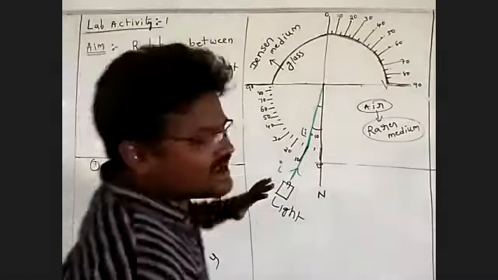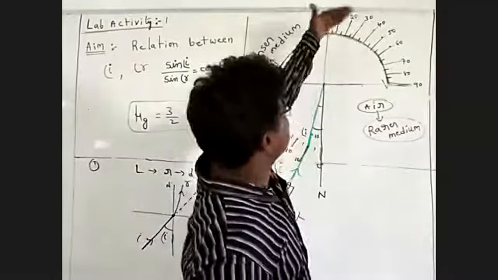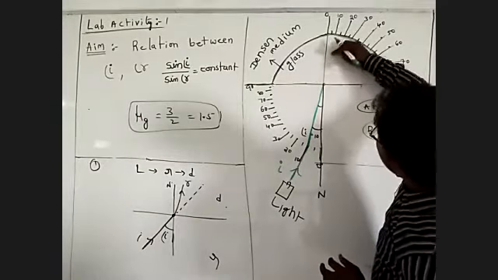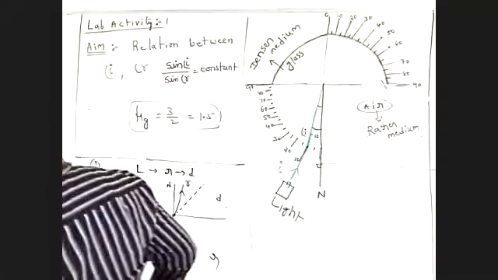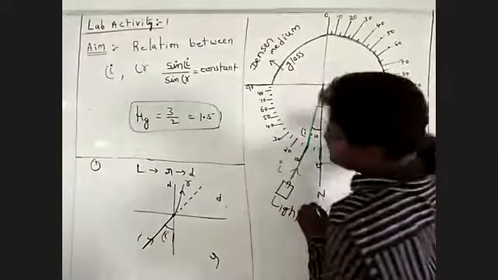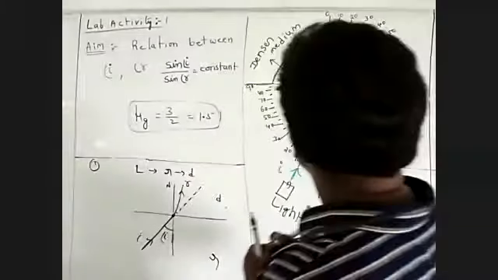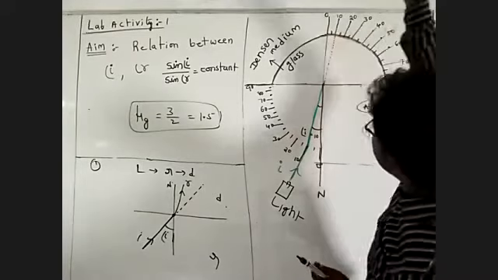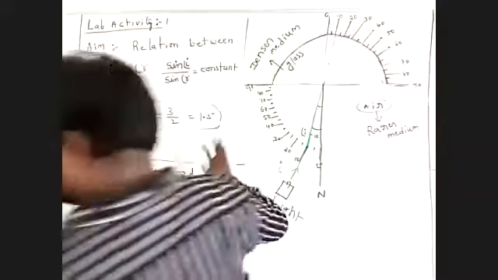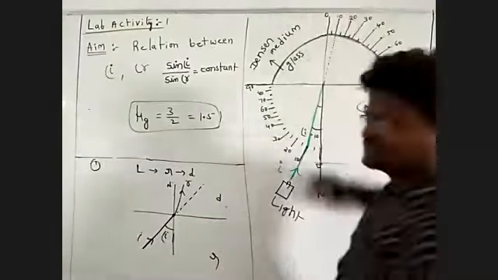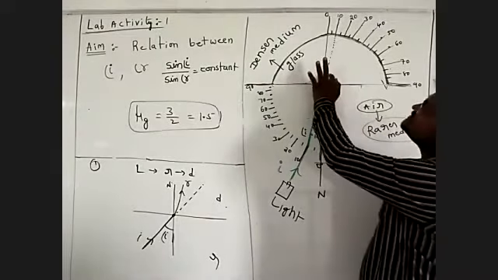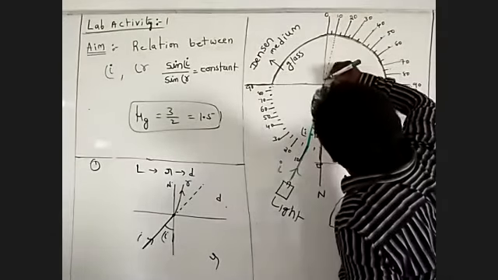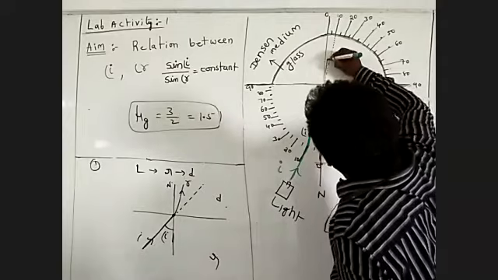Now light travels from rarer medium to denser medium. The actual direction of the incident ray is 10 degrees, but our ray is bending. This is the actual direction of the ray along 10 degrees, but the ray does not travel in this direction. This refracted ray does not travel through the 10 degrees. It is bending like this.